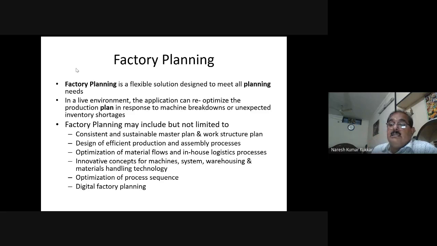We have an optimization level which checks how much time is required from one stage to another stage, to a second stage, to a third stage. So if we can check everything with the proper time, then we can save a lot of money and a lot of time of the workers. So factory planning includes everything.